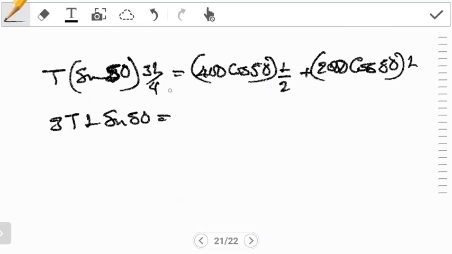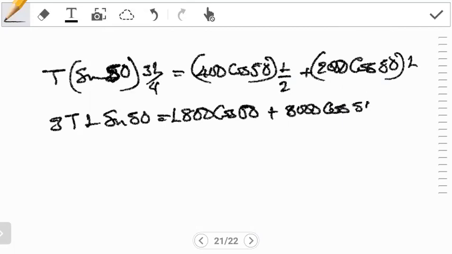If the 4 multiplies here, it will divide with the 2, remain with 2, and then 2 times 400 becomes 800 cos 50. We still have the L. Remember, I'm going to include the L here. So this is plus, the 4 now comes here. This is 4 multiplying the 2000, so it becomes 8000 cos 50. You still have the L here as well. So you can divide throughout by L. The L cancels out since it is present on each term.